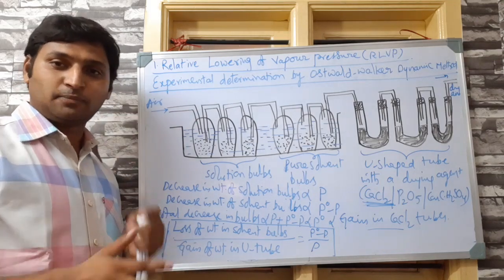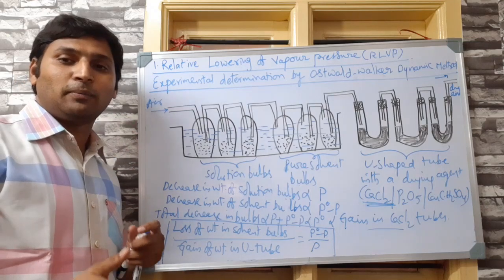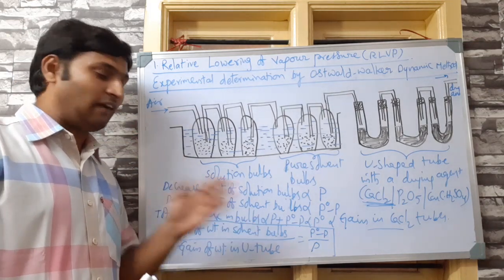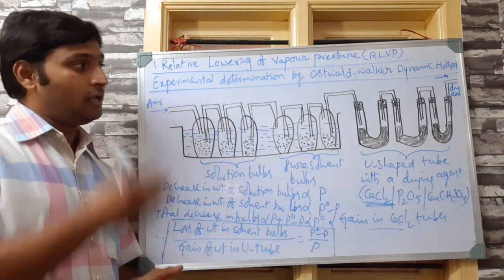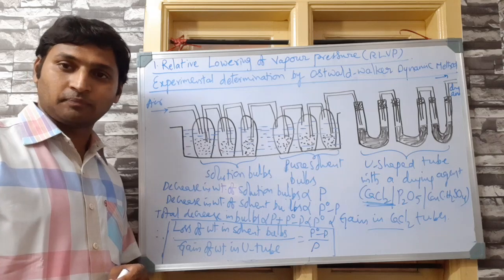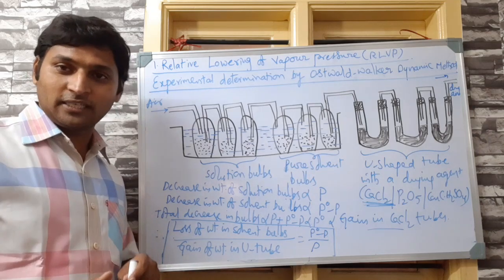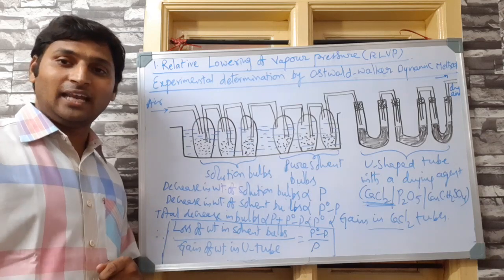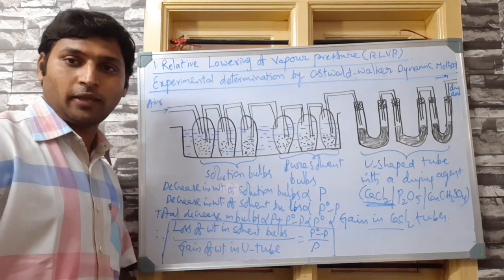That's how experimentally colligative properties are useful in the laboratory. And this is how the value of RLVP is determined by the famous method called the Ostwald-Walker dynamic method. Okay. With this, RLVP is finished. Now let me proceed to the second colligative property, elevation in boiling point.